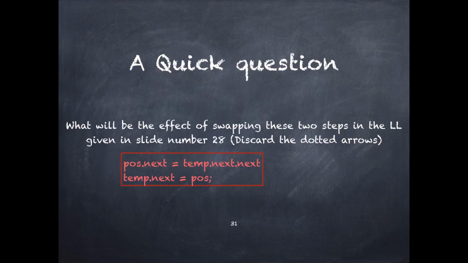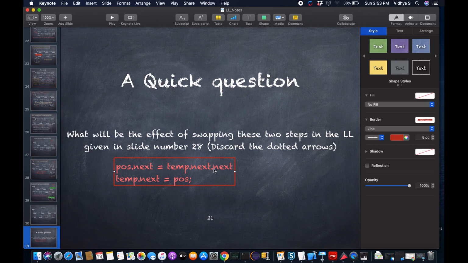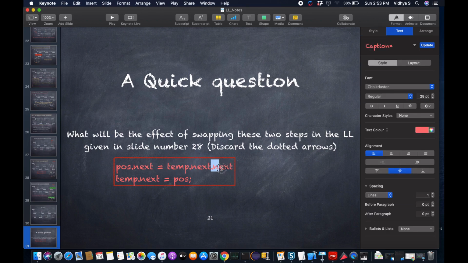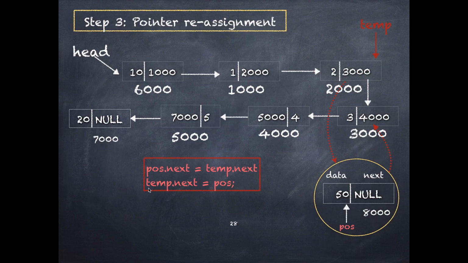Okay, now a quick question. What will be the effect of swapping these two steps? Okay, here also I have a mistake, so I'll delete this next. Save it and play. Okay, so if I am exchanging these two steps, earlier in our random position insertion, this was the step, this was the step. Now I am exchanging these two steps.